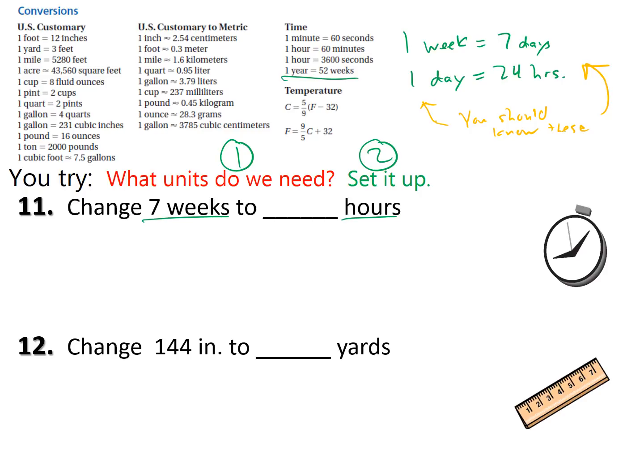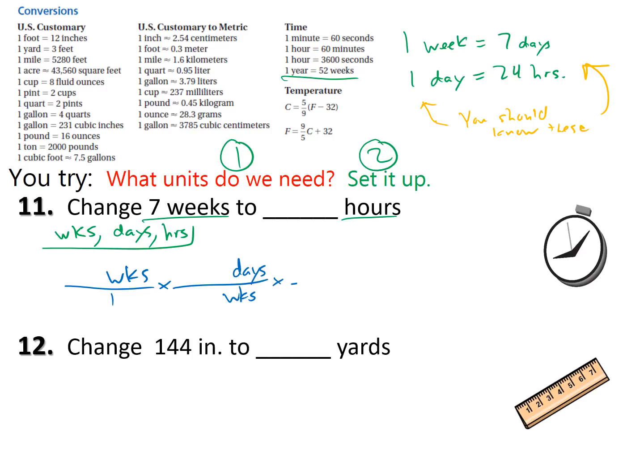Great, so you already did number 11. You can fast forward to the end of this problem if you'd like, or you can watch the explanation. So I start off with weeks. I need to go from weeks to days, then days to hours. So I set up my problem. Start off with weeks over 1. Now I go from weeks to days, and then days to hours.